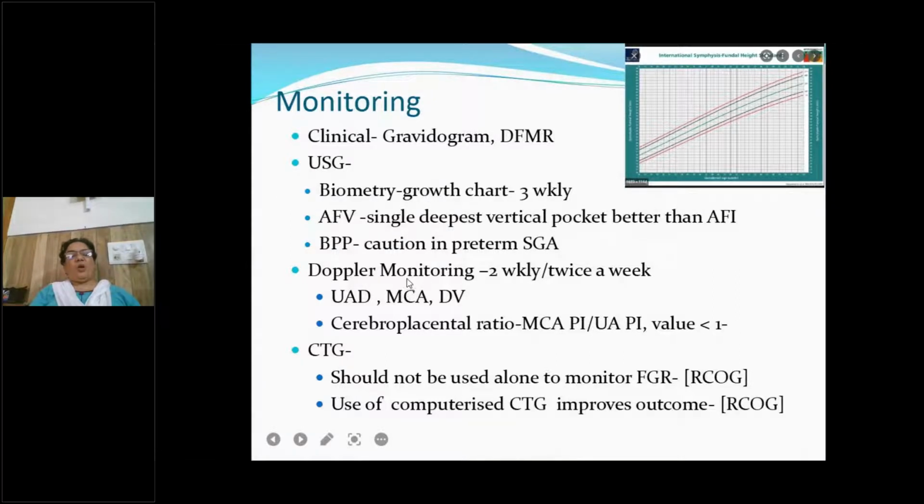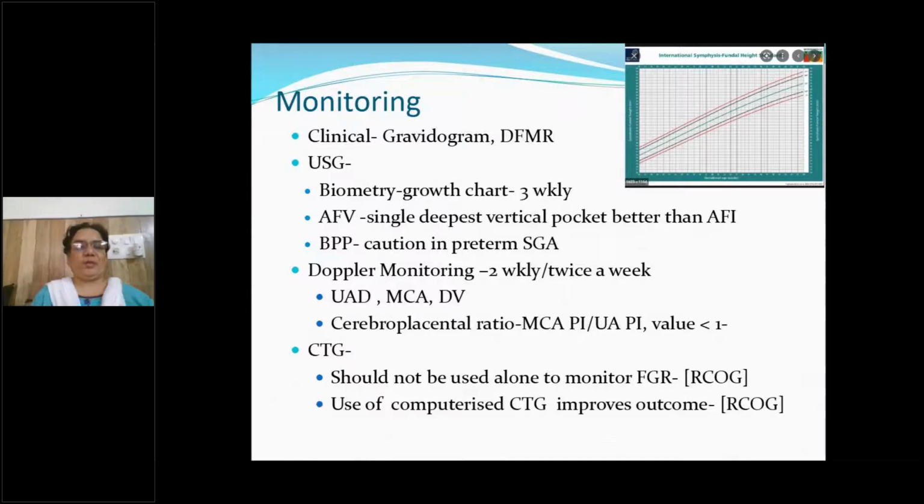Then Doppler monitoring is done two weekly till the Dopplers are normal. But once you see abnormalities in Doppler, the frequency of Doppler monitoring has to be increased to twice a week. What are the Dopplers we do? We don't do uterine artery Doppler for monitoring of the fetus, because that is done only in the first or second trimester for prediction of fetal growth restriction or preeclampsia, not for fetal monitoring.